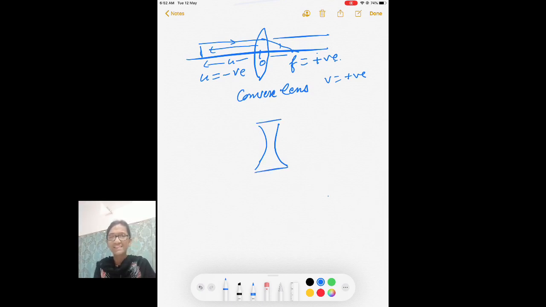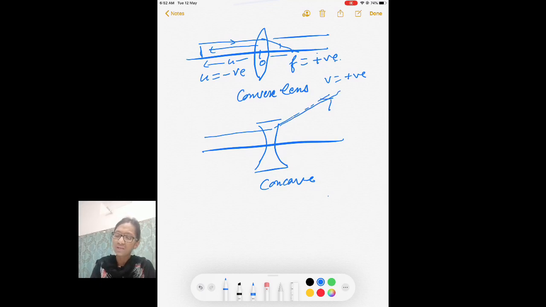Now for another lens, that is concave lens, you can see that a cave kind of thing is making. This lens is called concave. And if a parallel ray falls on this concave lens, then it is diverged. It goes along this direction. So you cannot obtain a real image because the rays are not meeting at any point. All the rays after incidence will go away from each other this way. So you cannot get the meeting point of the two refracted rays.